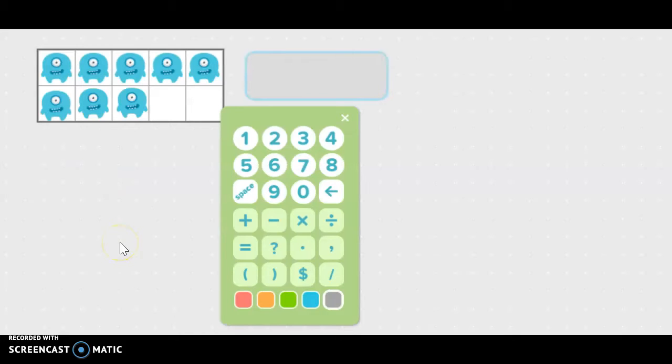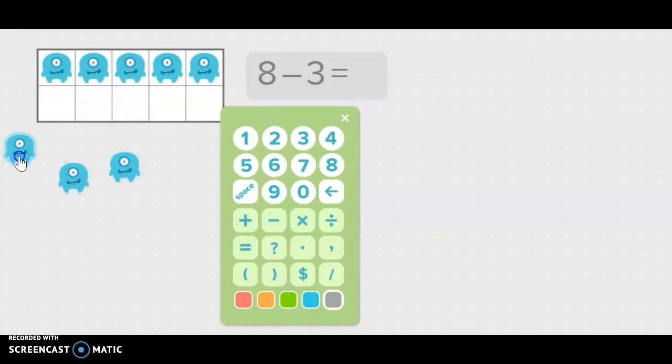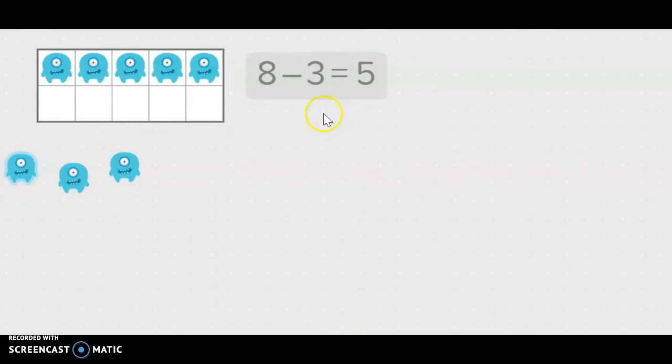All right, here's another question. What do we start with? 1, 2, 3, 4, 5, 6, 7, 8. So if we start with 8, and let's take away 3 this time, what are we going to end up with? So we'll take these 3 away. 1, 2, 3. And we can see now that we have 5, 1, 2, 3, 4, 5 left over. So our 10 frame subtraction is 8 take away 3 equals 5.